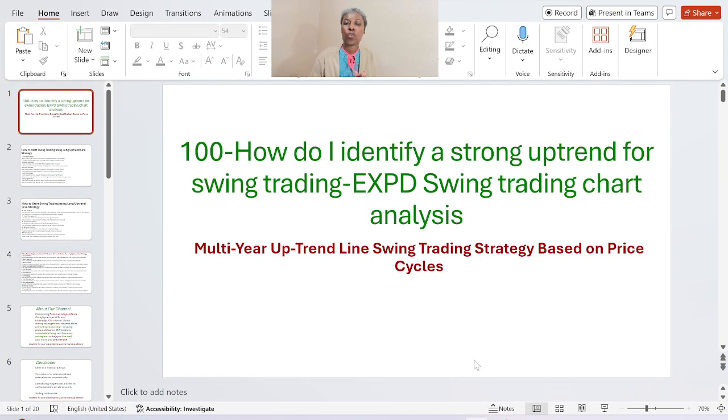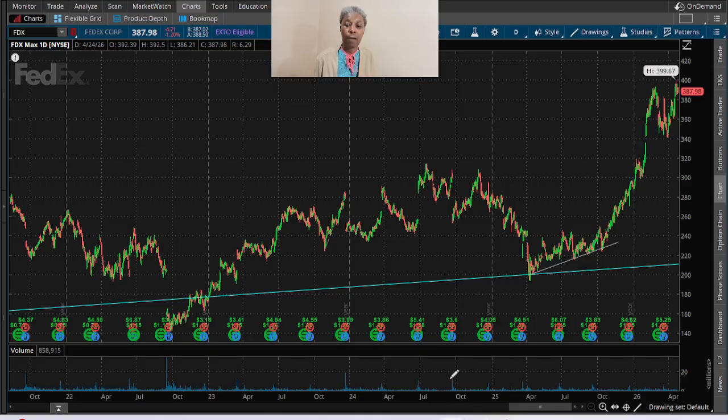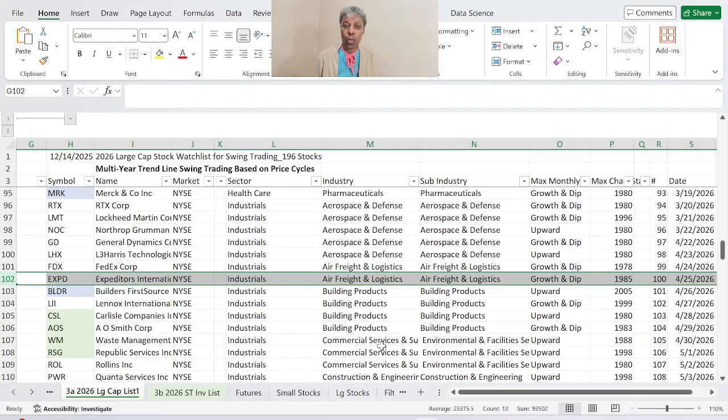Hello, how do I identify a strong uptrend for swing trading? I think it is a learning process for me as well. Let's take an example of EXPD as the stock to analyze today.